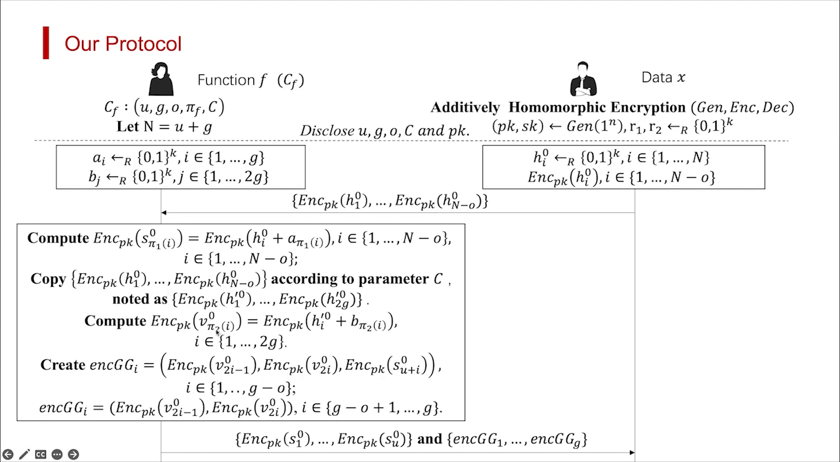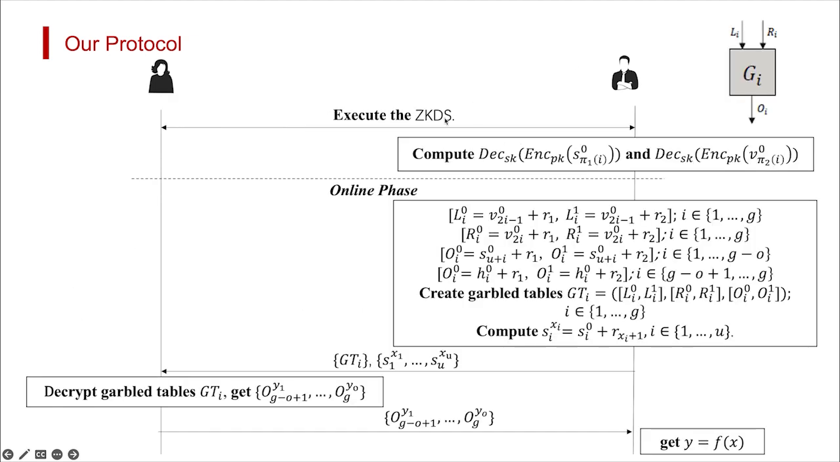She applies pi2 and randomization to this ciphertext to obtain 2G new ciphertexts. Their plaintext can represent the wire keys of IW. Alice sends this ciphertext to Bob and applies ZKDS to prove the correctness of her execution. Bob decrypts each one and recovers the new wire keys in preparation for constructing the GT.